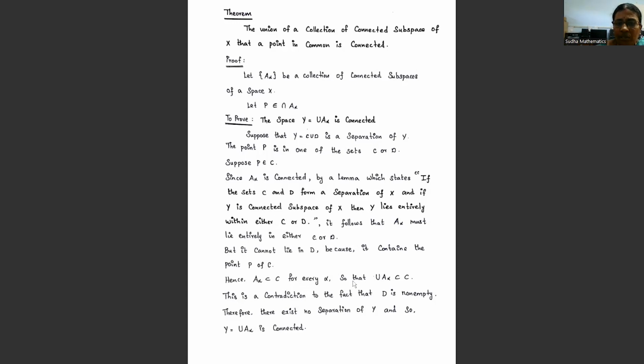This union of A alpha lying entirely in C implies what? D is empty. But this is a contradiction because D cannot be empty, being a part of a separation. Therefore, what we have assumed is wrong. That is, there exists no separation of Y. And so the space union of A alpha is connected.